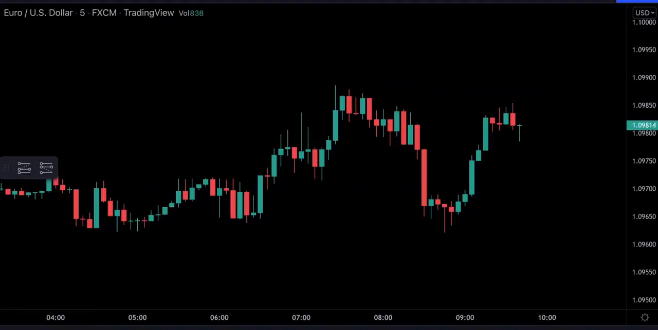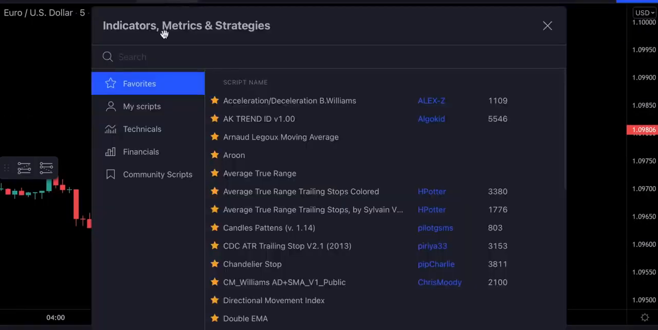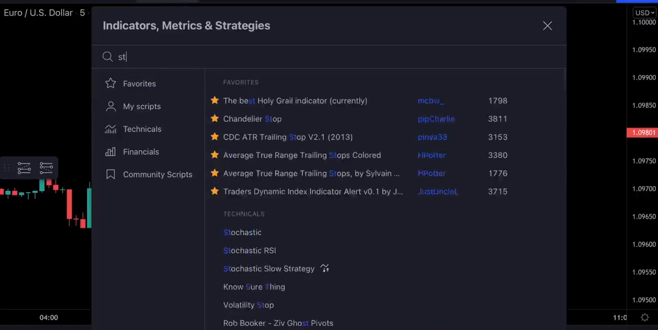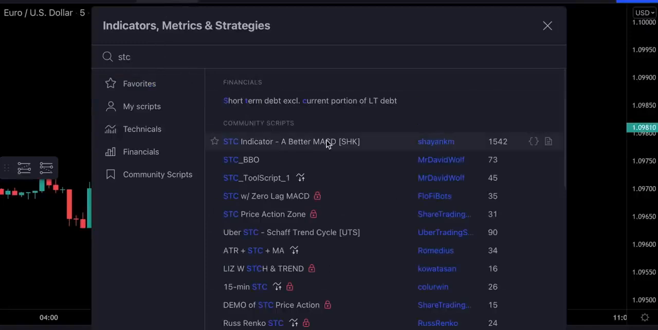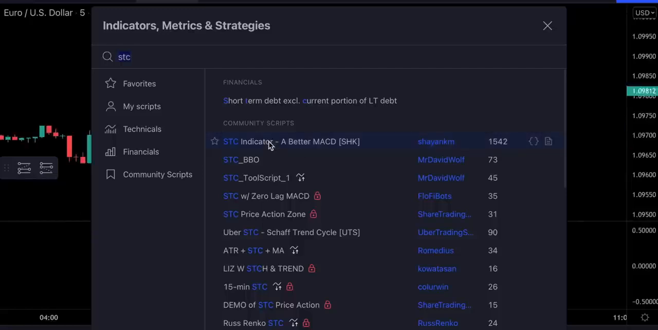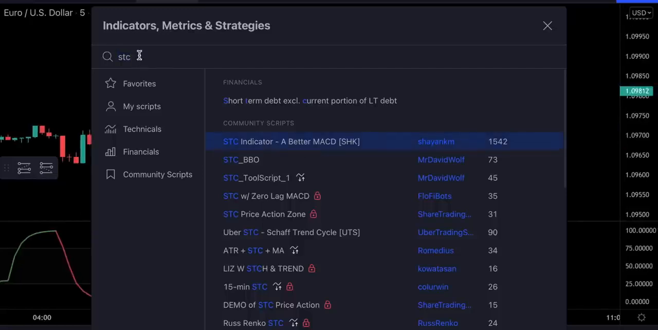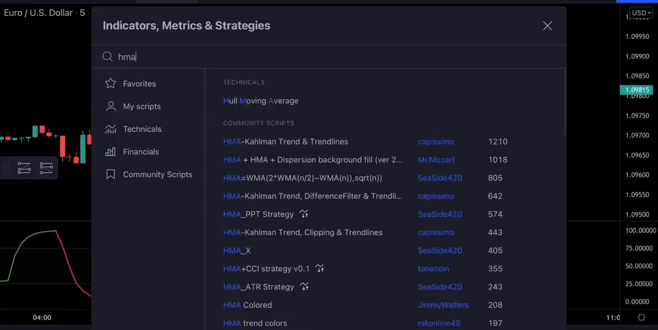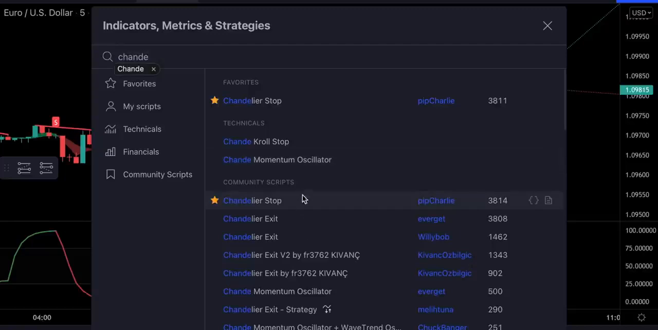Okay, so we're going to backtest our strategy on the Euro USD 5-minute chart, and for this system we're going to need 3 indicators. So let's search for STC. So STC indicator, a better MACD by Sean KM. Let's add it to our chart. For our second indicator, we're going to use HMA, or Kalman Trend Lines by Capissimo. Let's add this one to our chart as well. And for our third indicator, we're going to use Chandelier Exit by Everget. Let's add it to our chart as well.